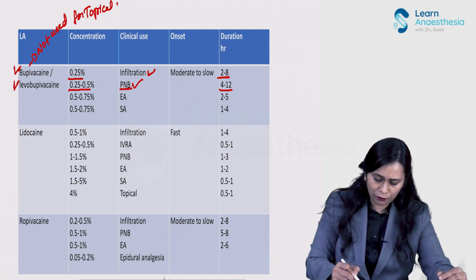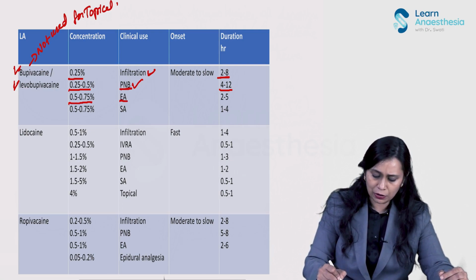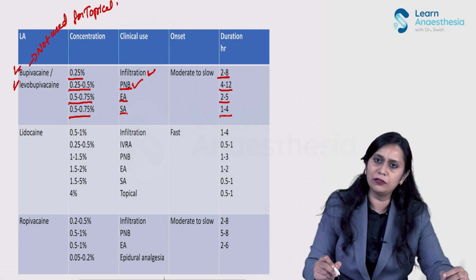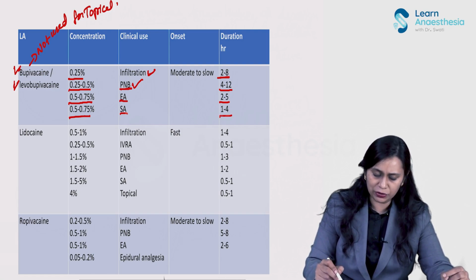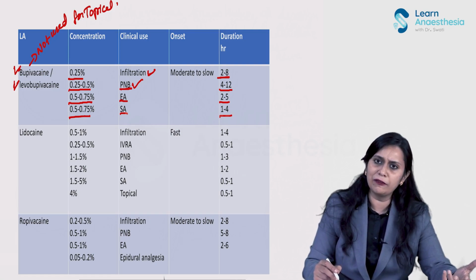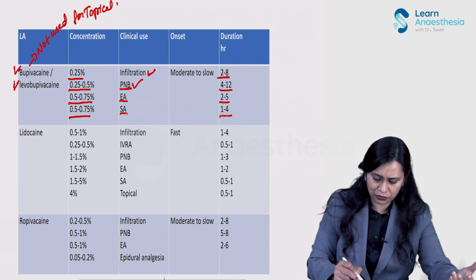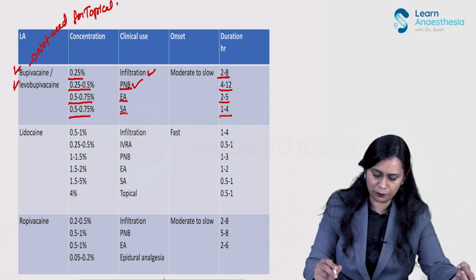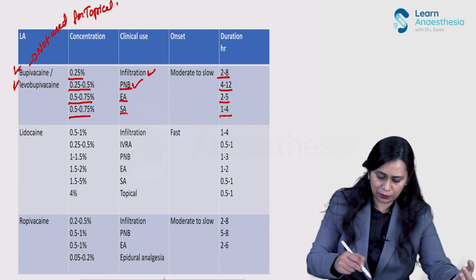Okay. We can use it for epidural at 0.5 to 0.75%, with 2 to 5 hours duration, and we can use it for spinal at 0.5 to 0.75%, with 1 to 4 hours duration. Very commonly we are using bupivacaine. It's the most common drug we are using for spinal anesthesia and for epidural anesthesia. The concentration is 0.5 to 0.75%. Okay. So this is about bupivacaine.